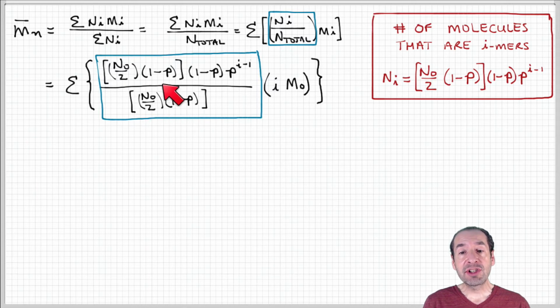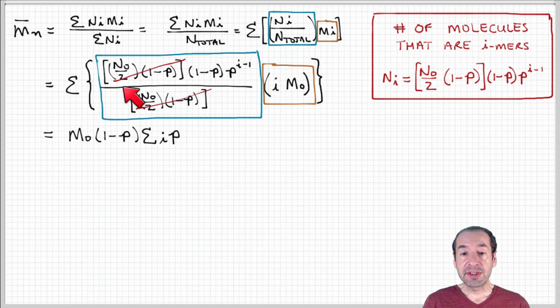So I have expressions for this part of the equation, and that's multiplied by the molecular weight associated with a chain of a given length. So I'm going to express that as the chain length I times the molecular weight of the monomer. Okay, so now I think you can notice that I have two kinds of terms here. And this prefactor associated with the number of molecules that are I-mers divided by the total number, that cancels out. And I'm left with the following equation to calculate the number average molecular weight.